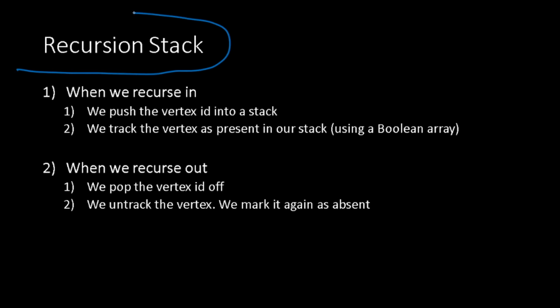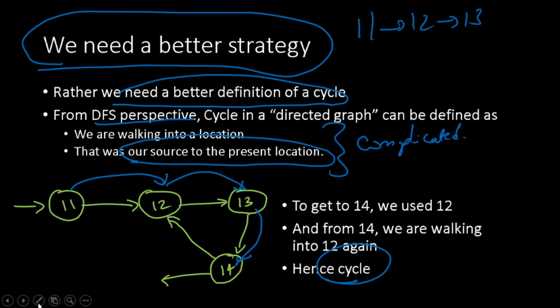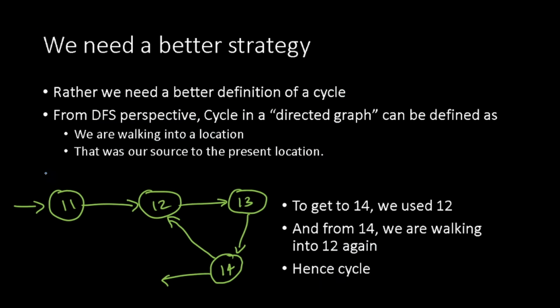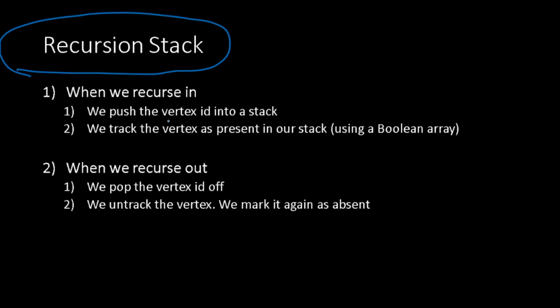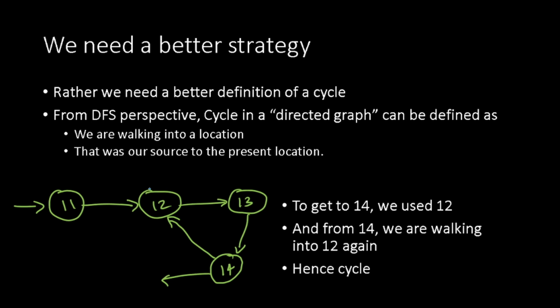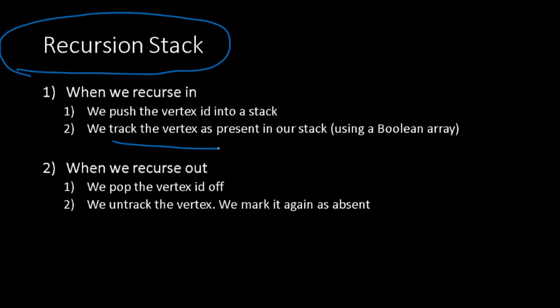Algorithmically, let's understand this concept called the recursion stack. What does this mean? Whenever we recurse in, what is the meaning of recursing in? So from 11 we'll recurse into 12. Whenever we are recursing, we'll push the vertex ID into the stack. That means 12 should be pushed into the stack. We track the vertex as present in our stack.